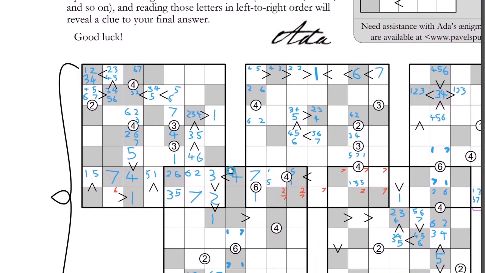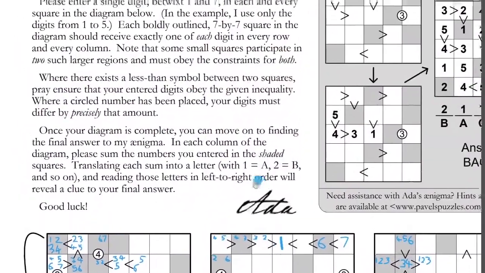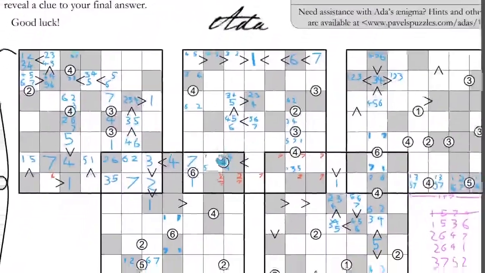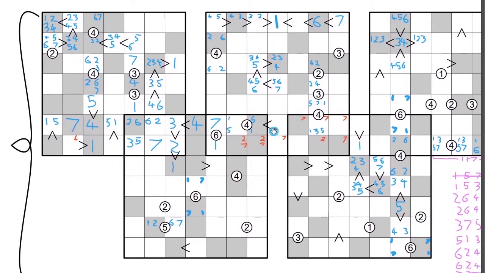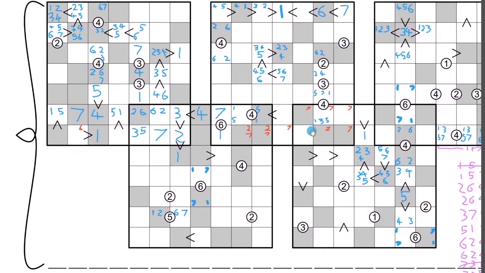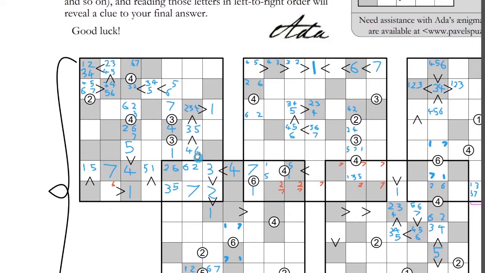Okay, let's get some more of this thing done. I wish I was doing a 5x5 one. Instead, I'm doing a 7x7x5. Dearie me. Kind of, not quite, because they overlap, but whatever.